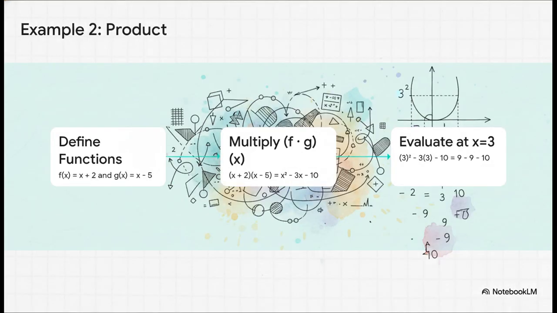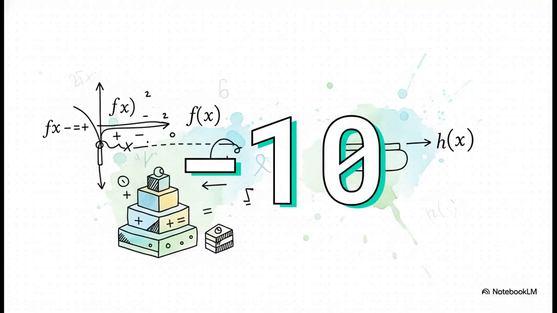All right, next up, multiplication. We take our 2 functions, multiply them out. You might remember the FOIL method for this, and that gives us a brand new function. From here, we can plug in any number we want. So if we want to find out what happens when x equals 3, we just substitute it in. So we get 3 squared minus 3 times 3 minus 10, which is 9 minus 9 minus 10, which leaves us with negative 10. And that's our answer. See, the process is logical. You combine the functions first, and then you evaluate.